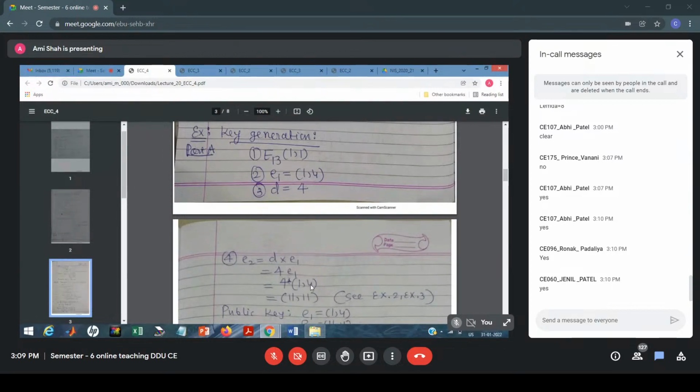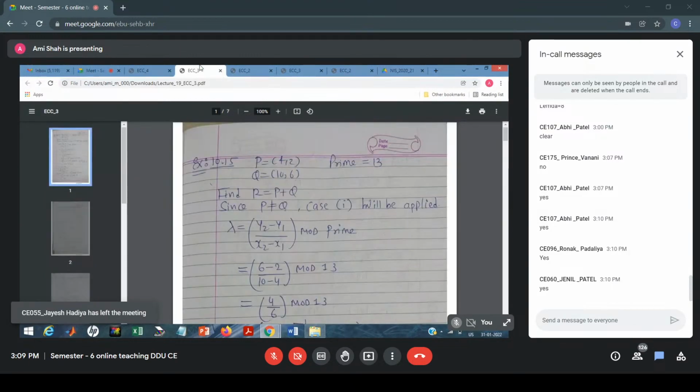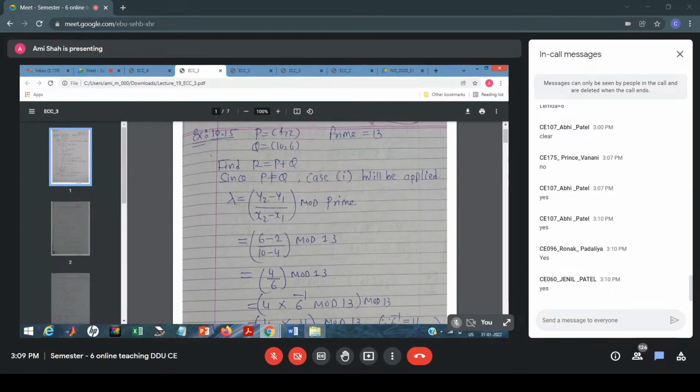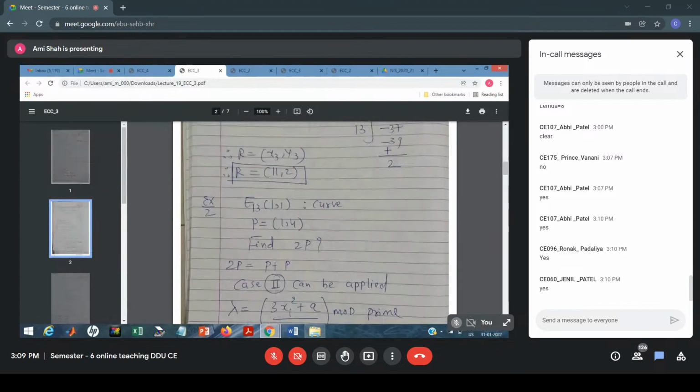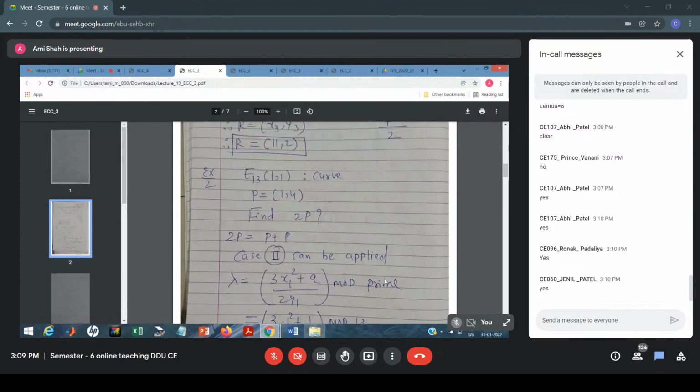Right? So all of you know how to calculate 4P. I have already calculated it here. Let me show you. See example number 3. The same elliptic curve I have taken, and P equals 1 4. Now what do I want to calculate? I want to calculate 4P. So first, what do I have to do?